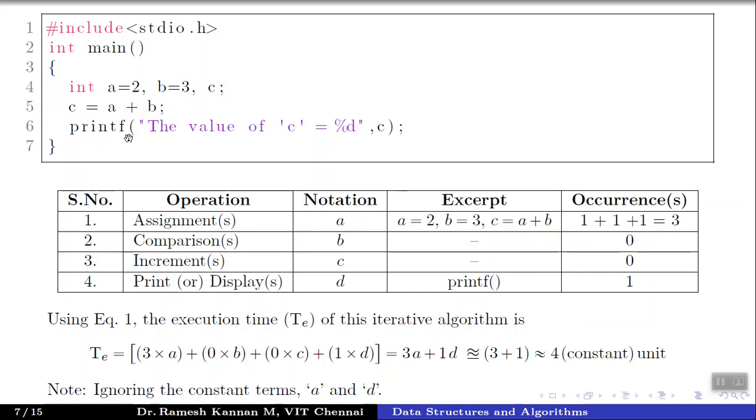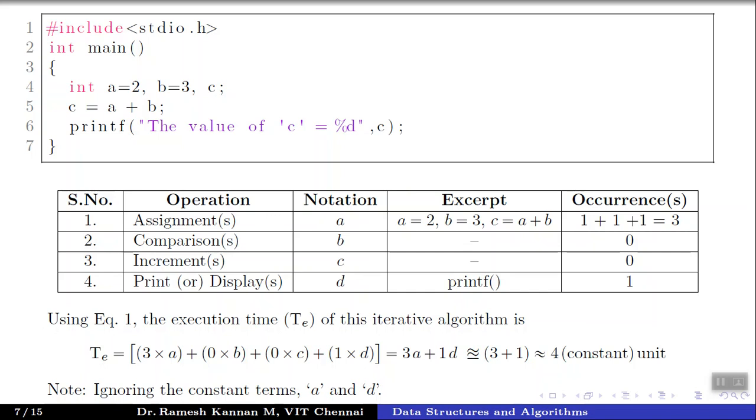And then we have the printf statement, which will print the value of C. So in total we have 3 assignment operations and 1 display or print operation. In total it is 3 times A, plus 0 times B plus 0 times C plus 1 times D. So that comes under 3A plus 1D. You can ignore these constants like in the previous example, A and D can be ignored, and that will be approximately equal to 3 plus 1, which is 4 constant units. So this is typically the sequential program.